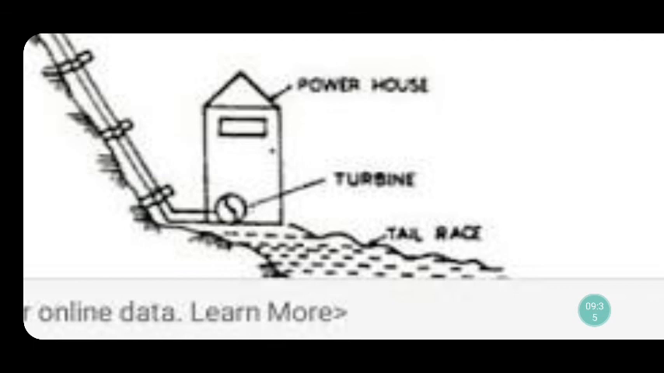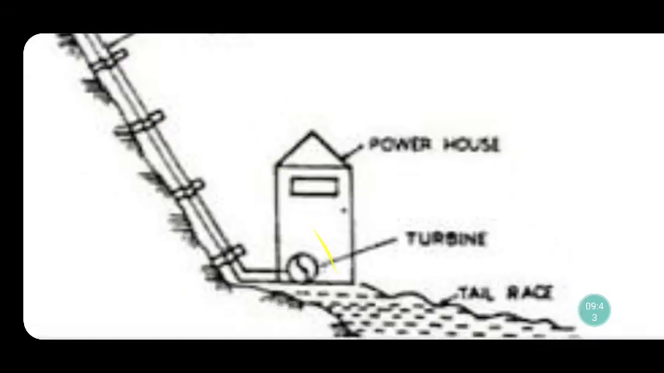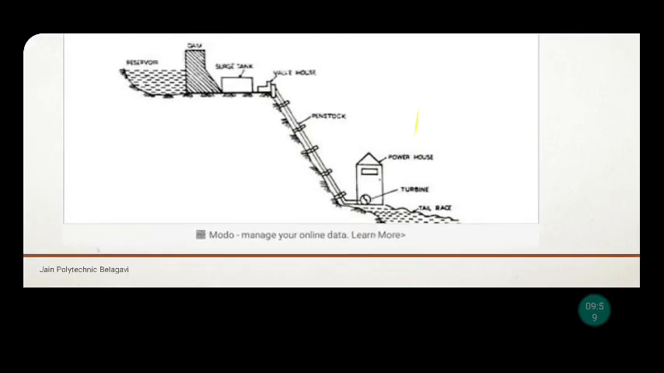The alternator gets mechanical energy from the turbine, and the turbine gets energy from water, whatever water comes here from this pipe. Whenever it falls on this turbine, it gets some energy and starts rotating, and it also rotates the alternator, and from the alternator we get electrical energy. So this is about the high head plant.